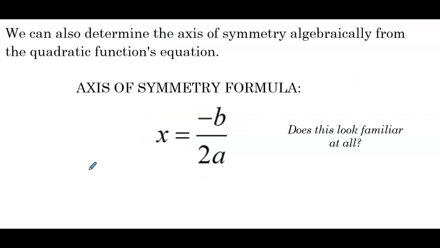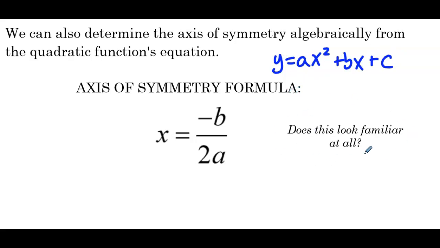Now, what if we were given an equation like we were on the first slide and we want to find the axis of symmetry without graphing? Can we do that? Well, the answer is yes. And the way we would do that is using the axis of symmetry formula, which is x equals -b divided by 2a. Helpful to remember, that standard notation of quadratic is ax squared plus bx plus c.